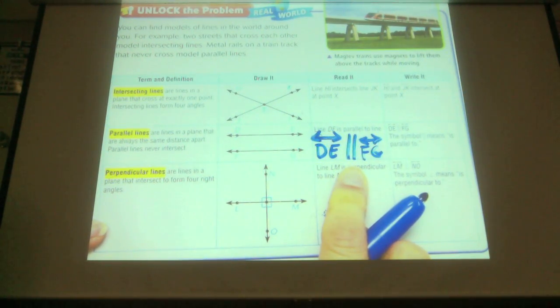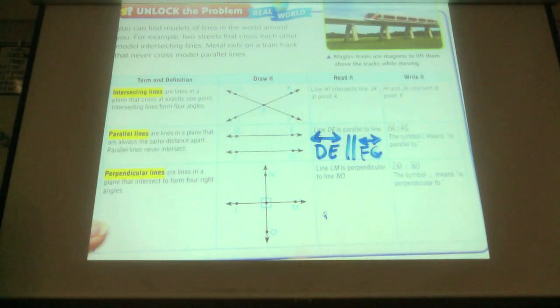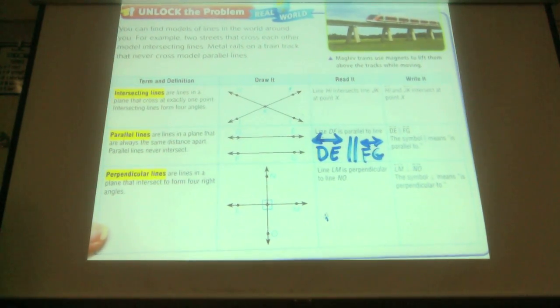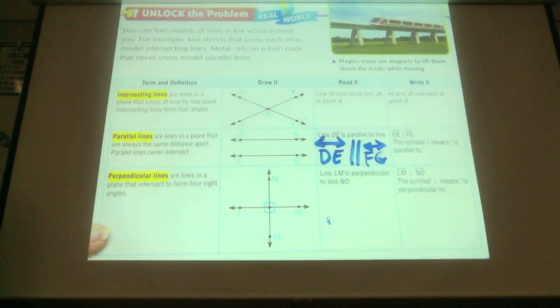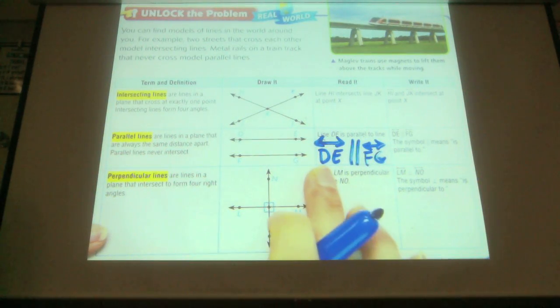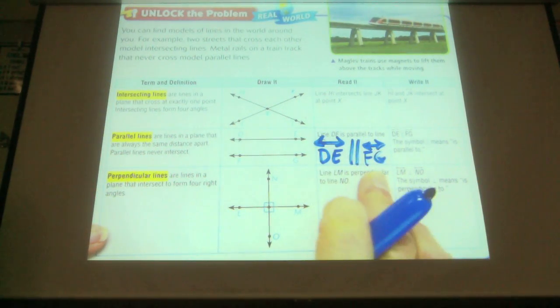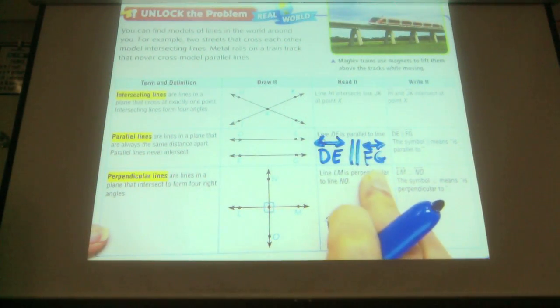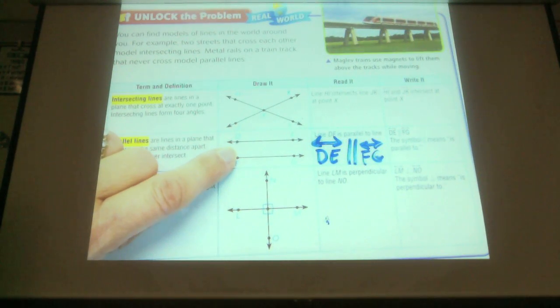Do they have to be perfectly parallel? No. Don't spend too much time trying to make perfectly parallel lines. It's not going to happen. But the point is, I can read this and say line DE is parallel to line FG, and I know exactly what that means. It means two lines that are never ever going to cross each other.